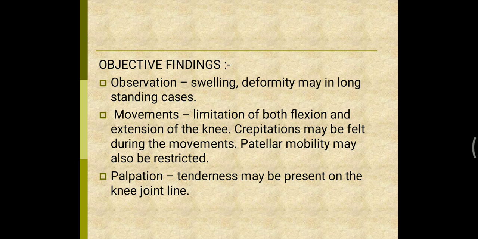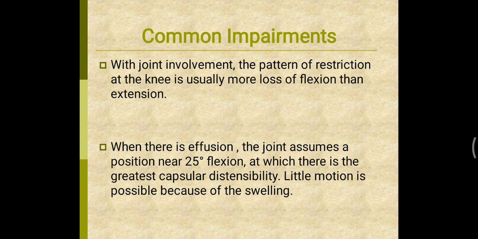Fixed flexion deformity may also be present, and another is bow legs and or genu varum. Okay, then movements, both flexion and extension are limited, and crepitus may be felt during these movements. Okay, then on palpation, tenderness obviously must be present as the patient is coming with the complaint of pain. So okay, then which are the common impairments in knee osteoarthritis?